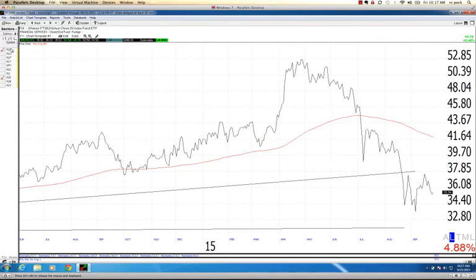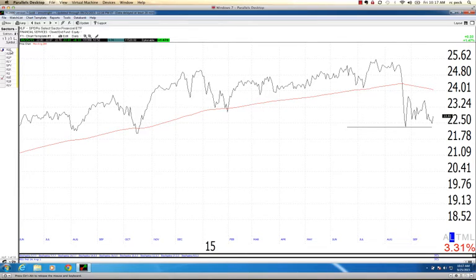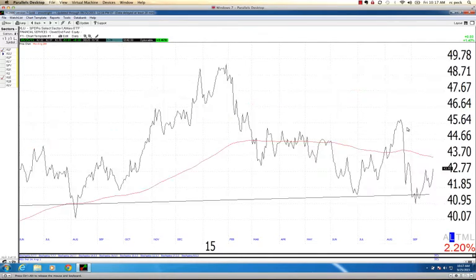Now, I want to do one more thing. I want to look at the sectors that make up the S&P. Just a quick look at them. This is the financial sector. Again, it's got to stay above that line. If it breaks below, that's not a good sign for the financial sector.